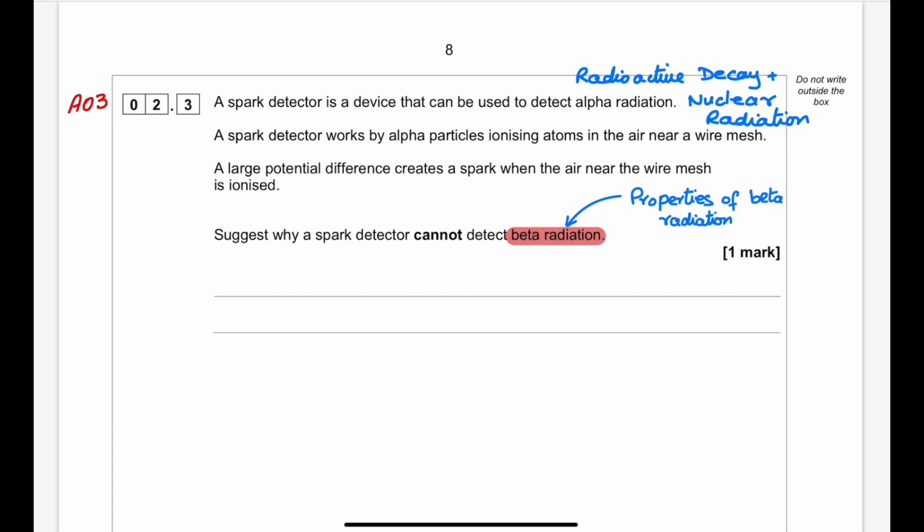So the correct answer is that beta radiations are weak ionizing radiations. Therefore, the detector is unable to detect the beta radiations. The correct answer is beta radiations are weak ionizers. Beta radiations are weak ionizing radiations.